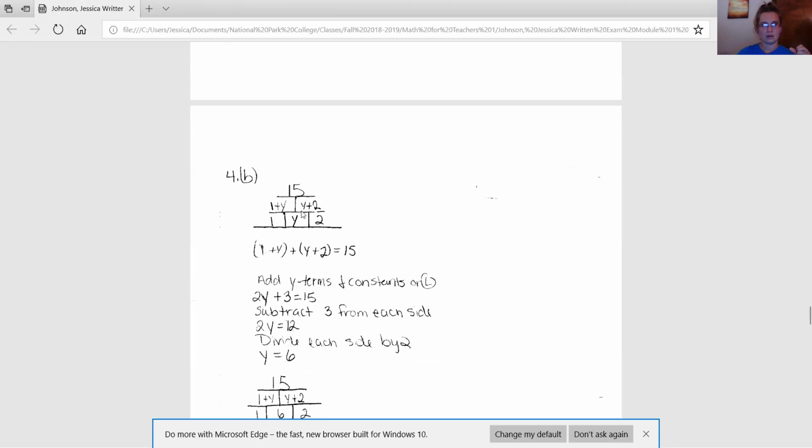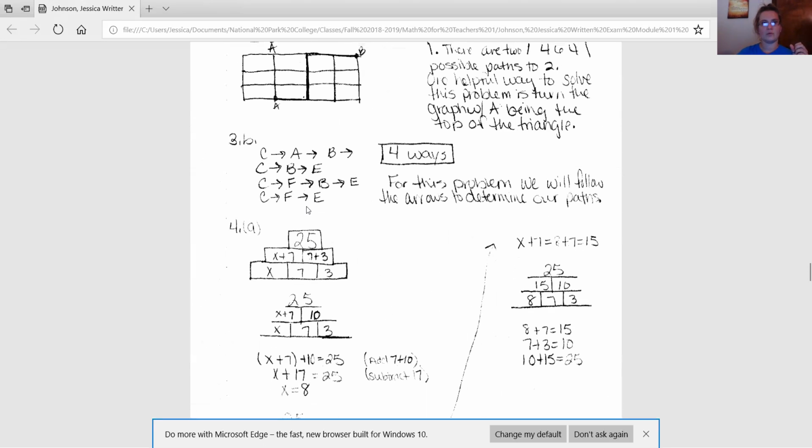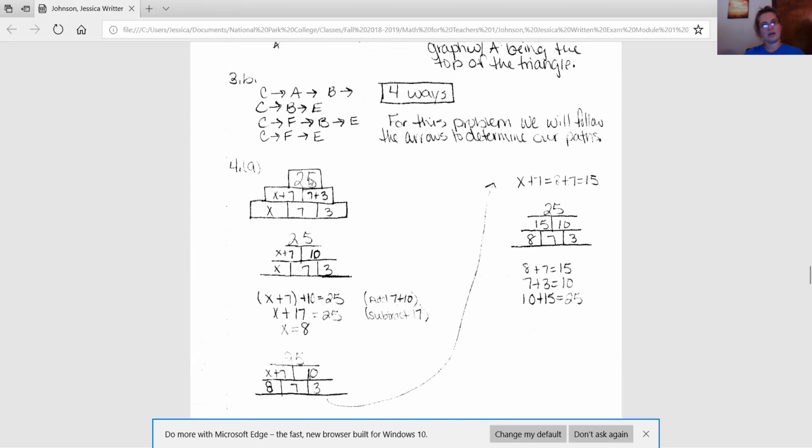So let me go back up here to 4a. For us, we have 25 given to us, x, 7, and 3. You should always start with what you know. And so I know to get this middle box is going to be 7 plus 3. 7 plus 3 equals 10. So I'm going to fill that in.